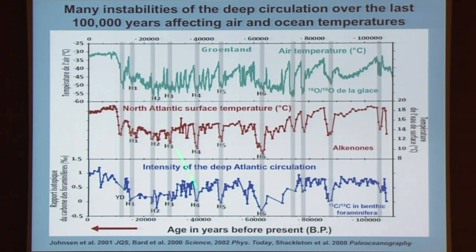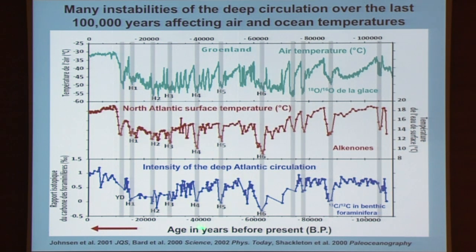What is important is that each time that we had a massive injection of meltwater, indicated with the gray bar, corresponding to what we call the Heinrich events, there was a collapse basically of the deep sea circulation in the Atlantic, and because of the heat transport that we saw at the beginning in the North Atlantic, it had a dramatic effect on the North Atlantic temperature, so the sea surface temperature. We can see that here.